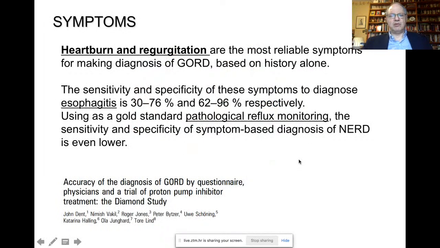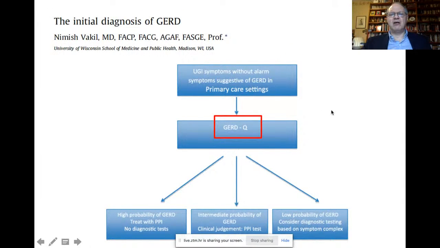Let's start with symptoms. Heartburn and regurgitation are the most reliable symptoms for diagnosis of GERD based only on history. The problem is that the sensitivity and specificity are pretty low. Many patients with dyspepsia might have heartburn, and the disease is not reflux disease, but dyspepsia or an overlap syndrome. There are questionnaires designed for improvement of the symptom-related diagnosis.